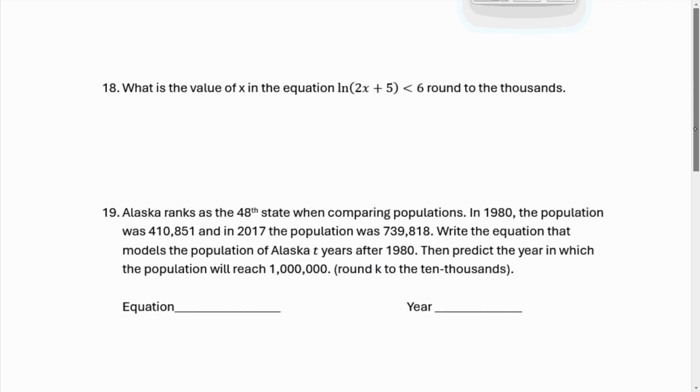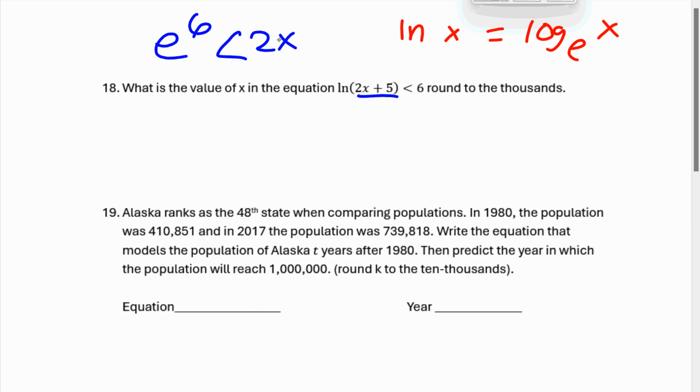So 18, we're solving ln. Whenever we solve ln, it's just like solving for a log, right? So we switch it to exponential form. The base of ln is e, so ln of something is just log base e of that something. So I bring my base e raised to the 6th, which is less than what I'm taking the log of, 2x plus 5.